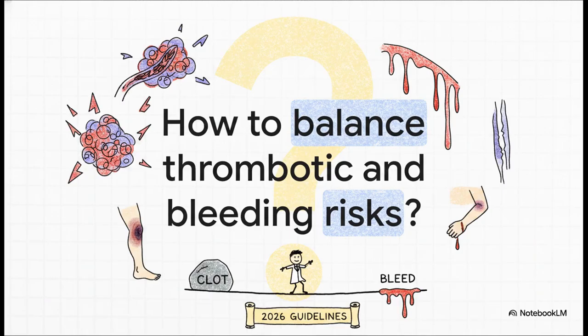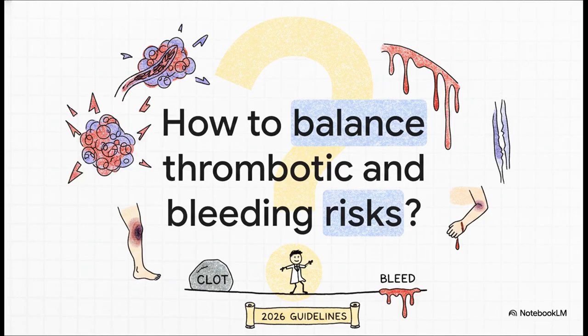So, how do you perfectly balance thrombotic risk with bleeding risk in clinical practice? It's the defining question, right? Every time you prescribe anticoagulation, you're walking a tightrope. Lean too far one way, your patient suffers a life-threatening clot. Lean too far the other, and you're dealing with catastrophic bleeding. Well, today, we're mapping out the precise evidence-based answers from the 2026 guidelines so you can walk that tightrope with total confidence.